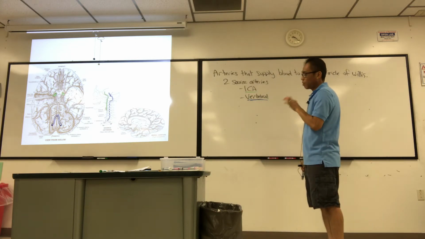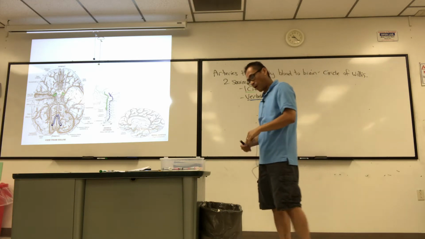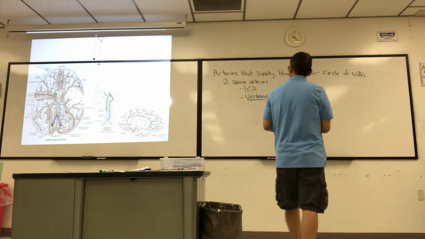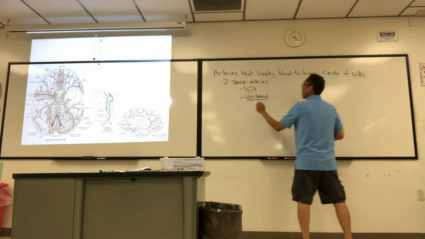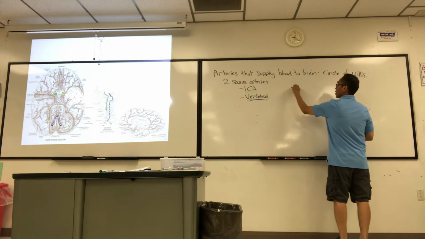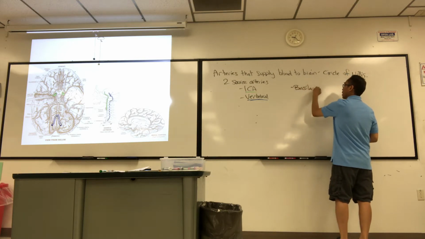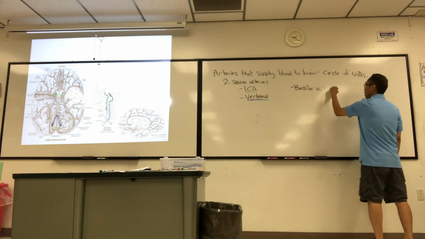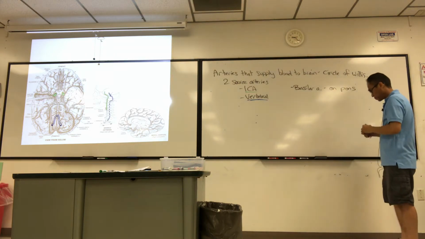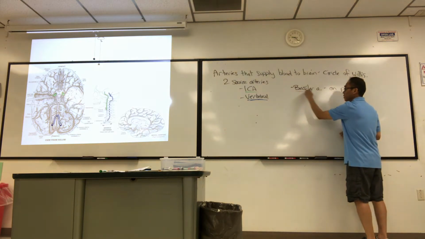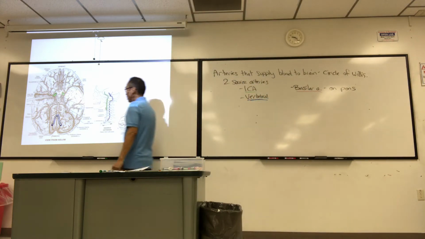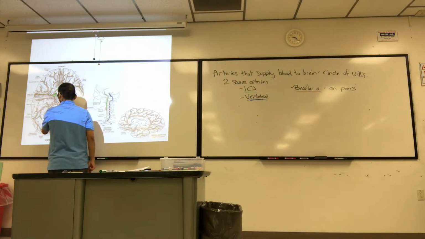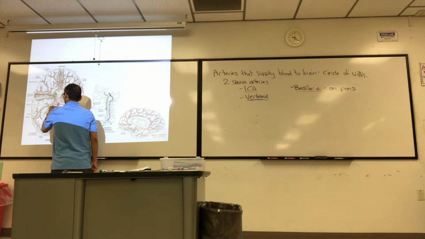So, the two vertebral arteries merge to form one basilar artery. The basilar artery lies on top of the pons. That's kind of where you want to look for it. I'll use this purple color. You only see it right here. There's not a lot of branches there, but just know the basilar artery. One basilar artery.